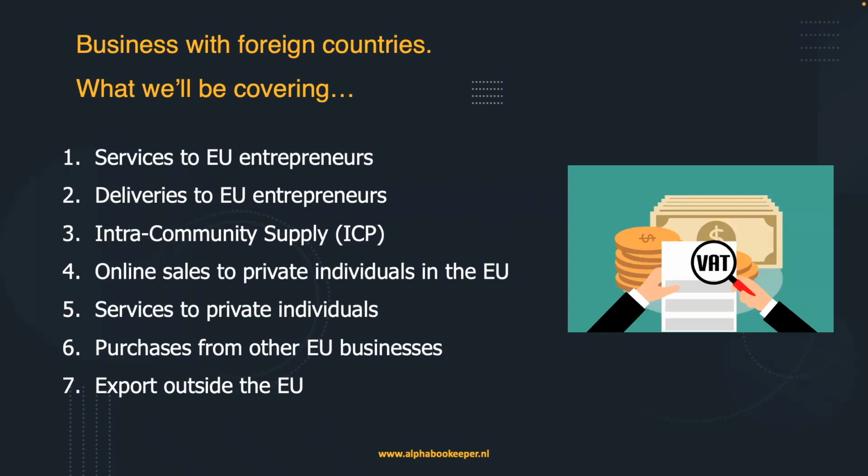So today we are looking at services to other EU businesses, deliveries to EU entrepreneurs, and then there's what is called intra-community supply. That is when there is transaction between other EU countries. We're also looking at online sales to private individuals within the EU. That is basically e-commerce. And then services to private individuals within or outside the EU zone. Purchases from other EU businesses and export outside the EU.